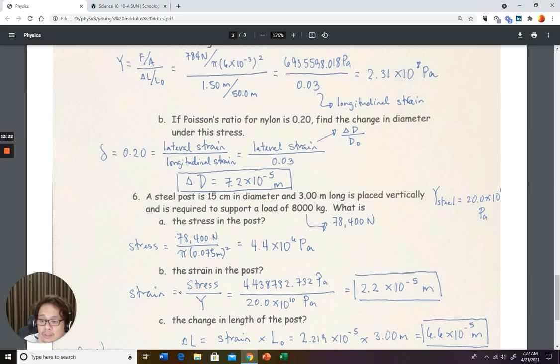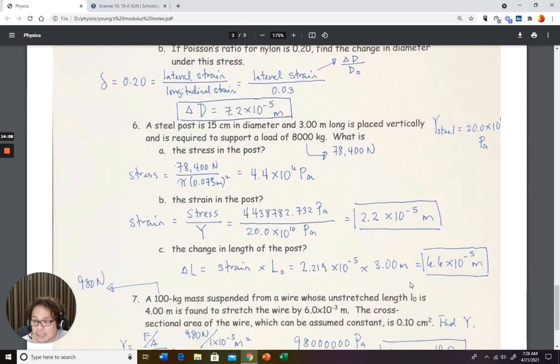Letter B, you are asked what is the strain in the post. Now we know that the strain is stress over Young's modulus. The Young's modulus of steel, again from the textbook, is 20.0 times 10 raised to the 10th Pascal. So strain is stress divided by Young's modulus. Strain is a unitless quantity, so Pascal and Pascal will cancel out. You get 2.2 times 10 raised to negative 5. Now, the strain is a very small quantity. That's why, as expected, times 10 raised to negative 5 ang nakuha natin.